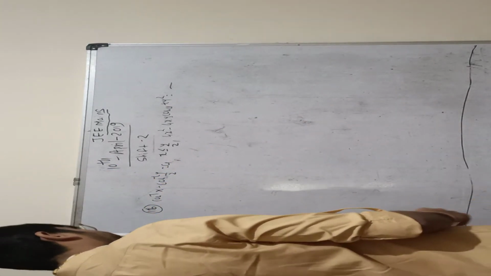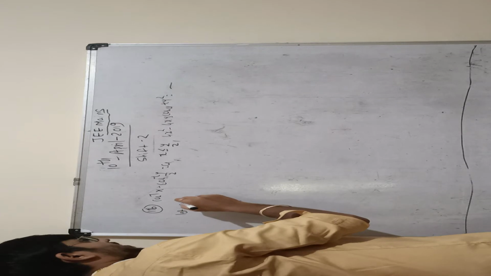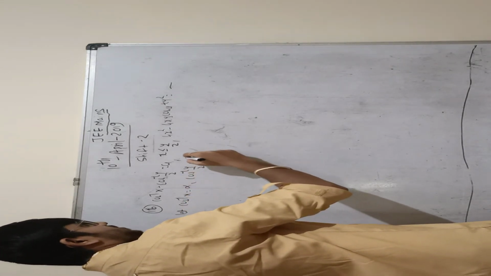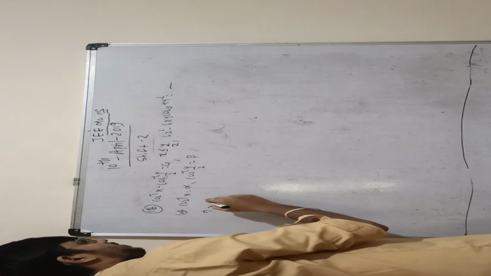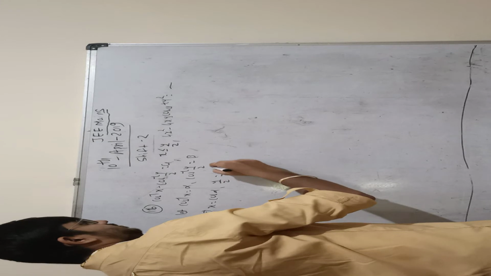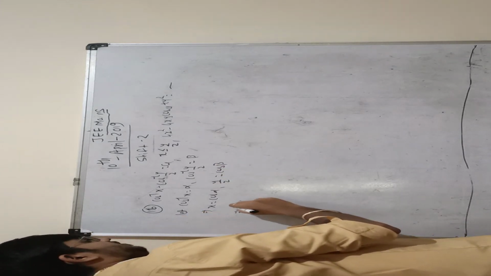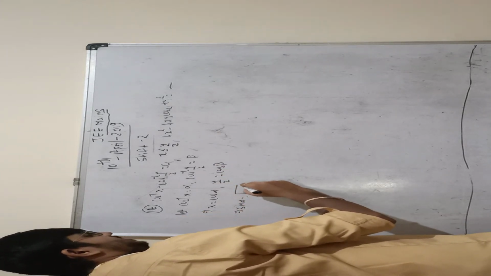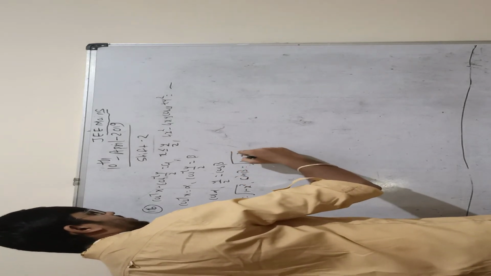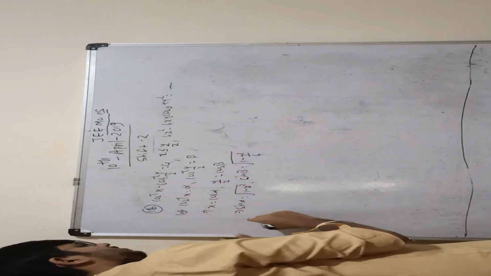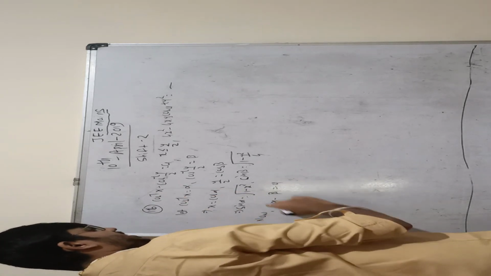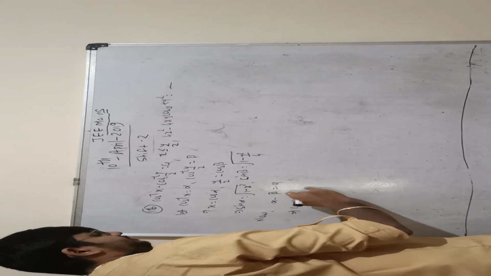So let us assume cos inverse x as alpha and cos inverse y by 2 as beta. So x will be cos alpha and y by 2 will be cos beta. So sin alpha will be root of 1 minus x square, and sin beta will be root of 1 minus y square by 4. Let's put the values. Now alpha minus beta equals a. Apply cos on both sides.